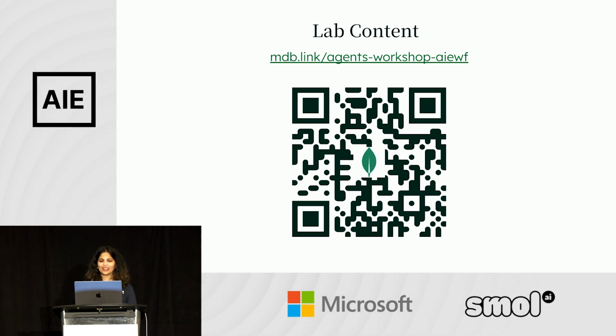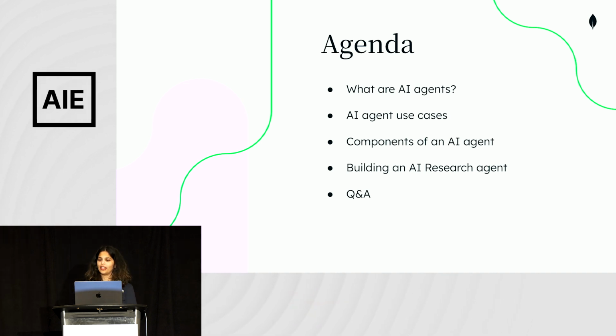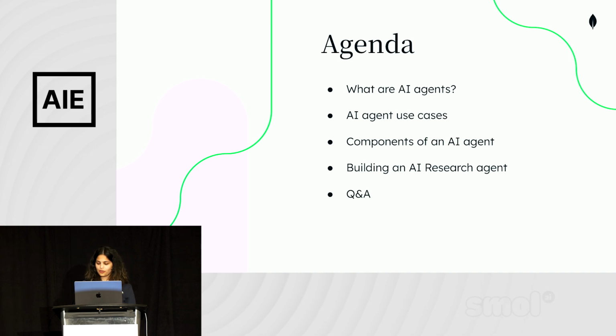All right, moving on. The goal of the workshop is to introduce you to the basic concepts of AI agents and also get hands-on experience with building an agent end-to-end. I'm going to start off by talking about what agents are, what the AI agent use cases are, and the components of an agent, and then we'll build an AI research agent together. Depending on how long it takes us, we may or may not have time for Q&A, but I'll be around to answer questions later.